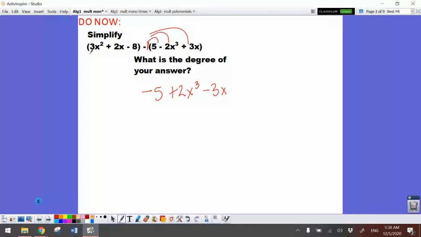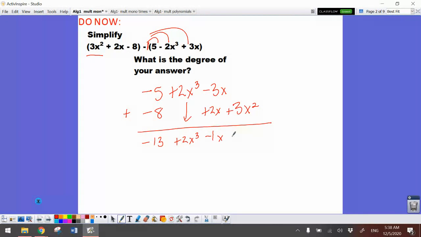I'm going to go ahead and write these guys vertically underneath like terms. So I don't see another x squared, so I'm going to write that over here. I know it's a positive. I have a positive 2x, and my -8 can go here. Okay, I'm going to add down. That's a -13. My positive 2x cubed is going to drop. -3 plus 2 is a -1, and I have a positive 3x squared.